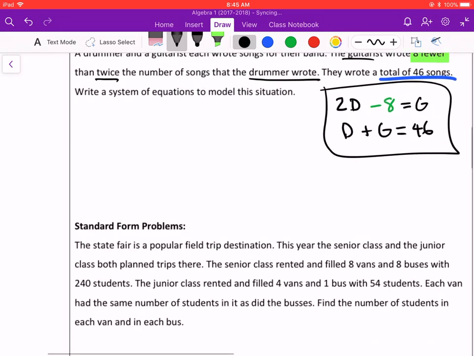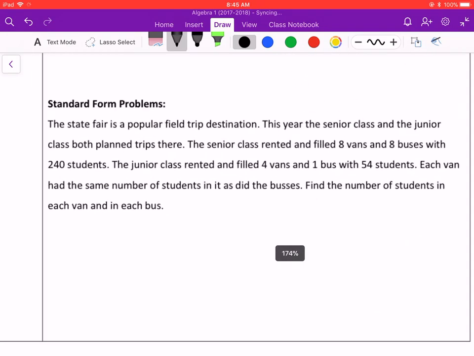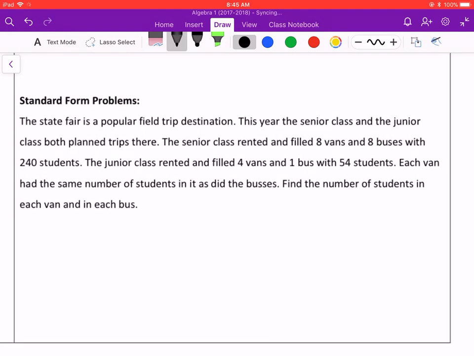All right, let's try a standard form problem. Okay, these might sound familiar. We've been working with these on our other assignments, but it says the state fair is a popular field trip destination. This year, the senior class and the junior class both planned trips there. The senior class rented and filled 8 vans and 8 buses with 240 students. So if I stop there, let's just say V for vans, B for buses. That means if I take 8 vans and 8 buses, you will get a total of 240 students. Okay?